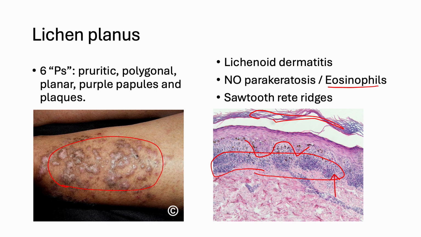If you see those features, you should think a lichenoid drug eruption. In the classic, at least in your exam, the lichen planus, they should have no parakeratosis, they should have no eosinophils.